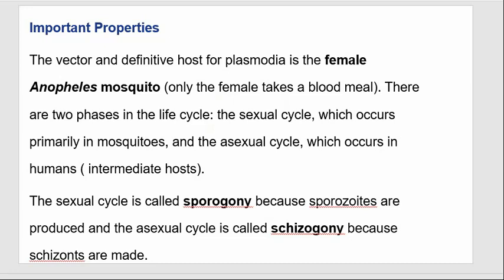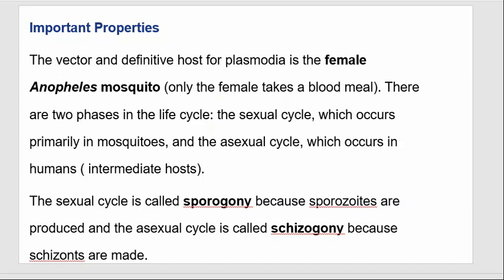إذن in the Plasmodium, the vector is a biological vector because multiplication and sexual reproduction occur inside this vector. So the female Anopheles mosquito is considered the vector and even the definitive host, while the human is considered the intermediate host because asexual reproduction occurs within it.